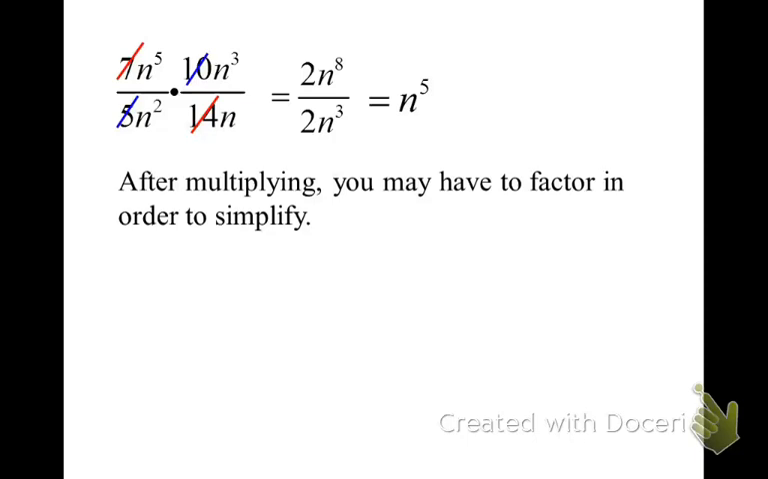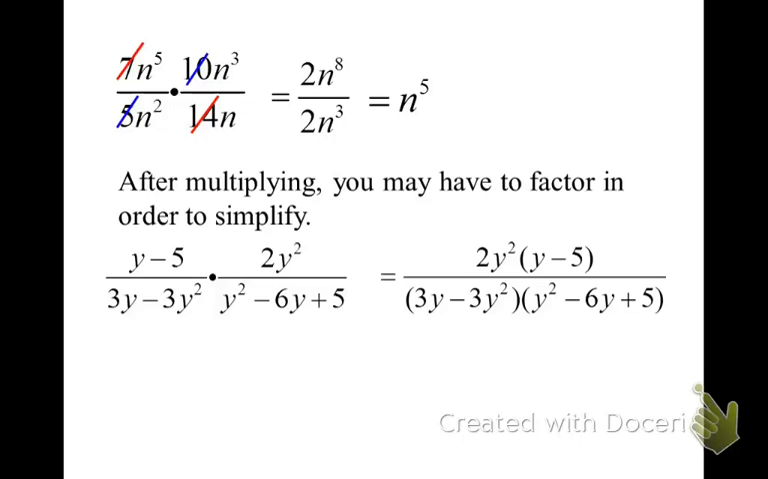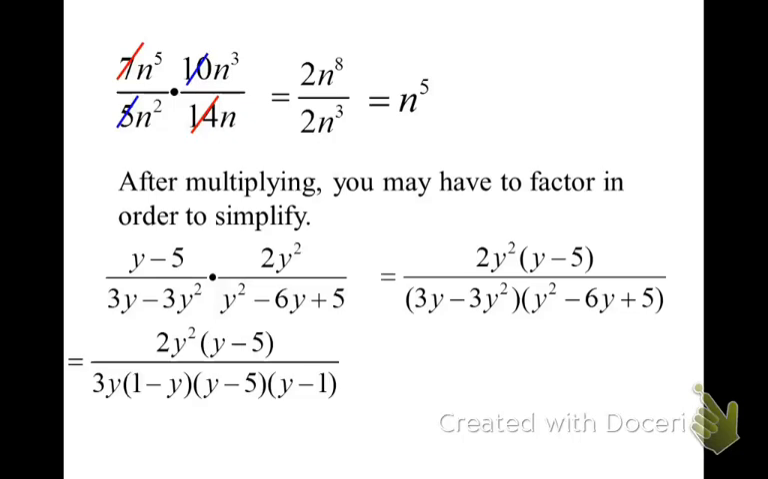So in some problems, after you multiply, you might have to factor. So here we have a much more complicated problem. And before I get started, I'm going to simplify by factoring the numerator and factoring the denominator. When I factor the numerator, it's 2 times y squared times y minus 5. I leave it in factored form. I'm not going to multiply it out at this point.